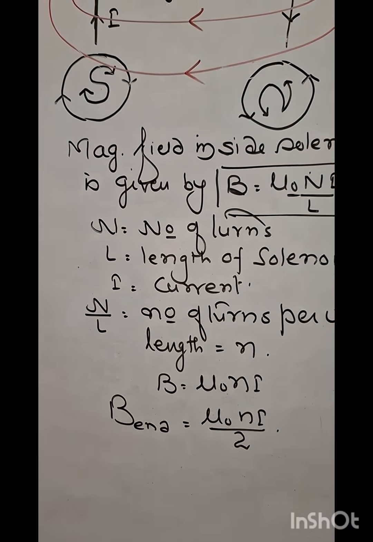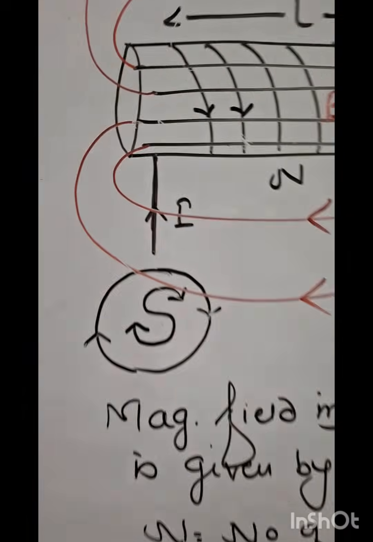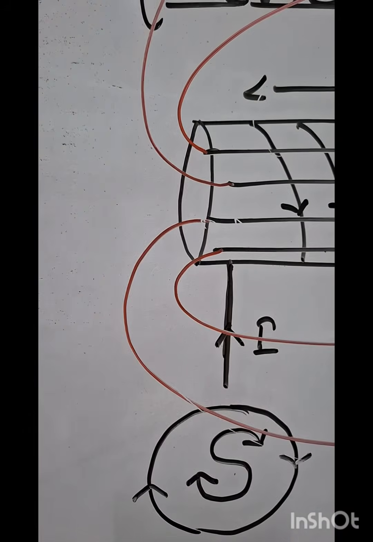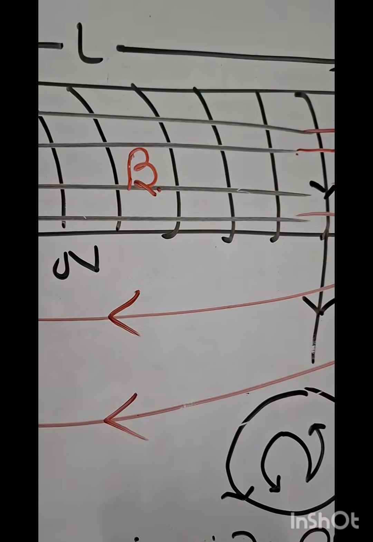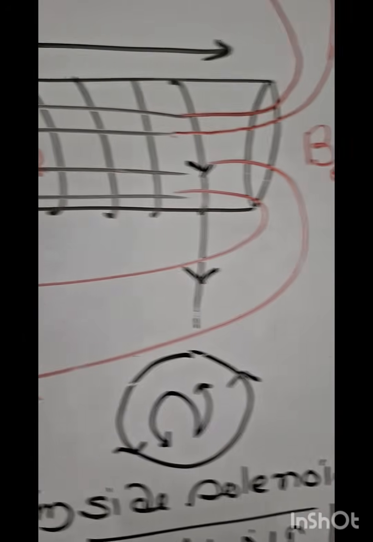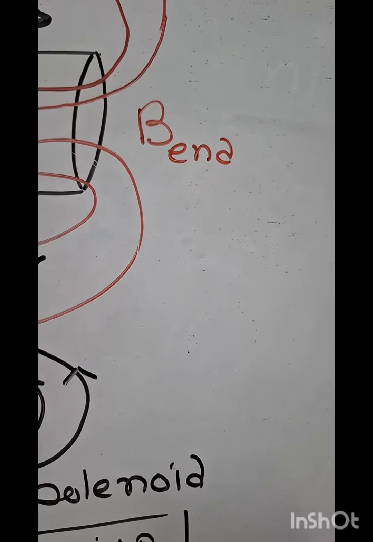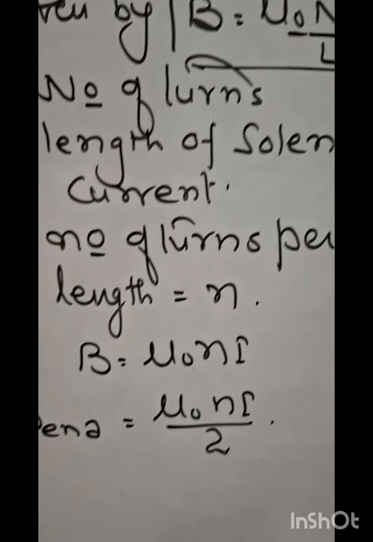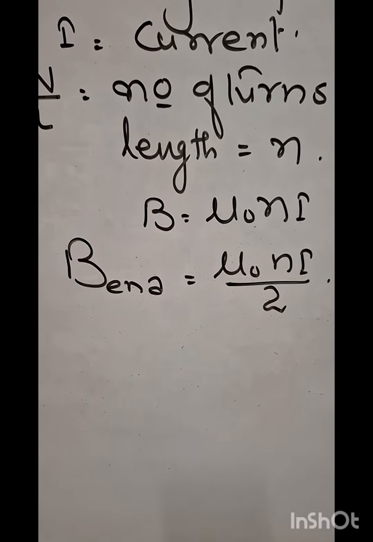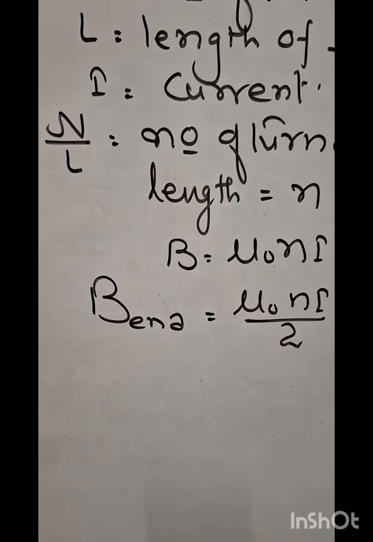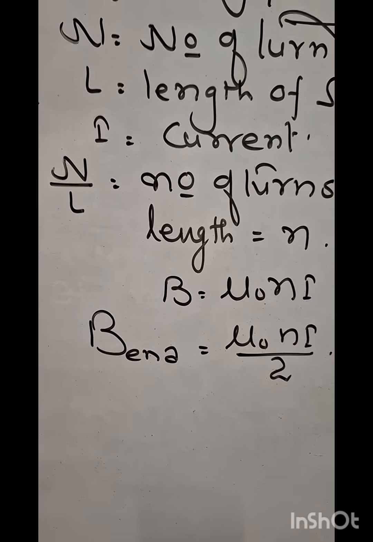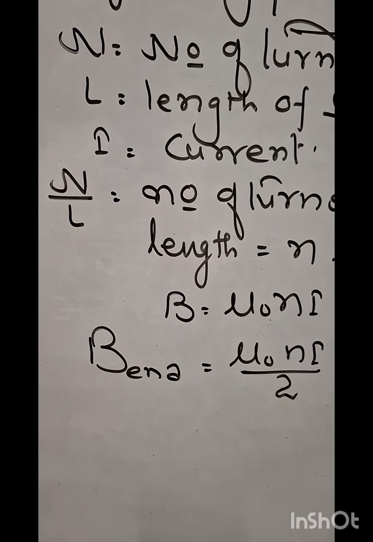Remember that the magnetic field at the end of the solenoid will always be half of the magnetic field inside the solenoid. The magnetic field at the end of the solenoid is given by the formula mu naught n I upon 2. That is, the magnetic field is half of the magnetic field inside the solenoid.